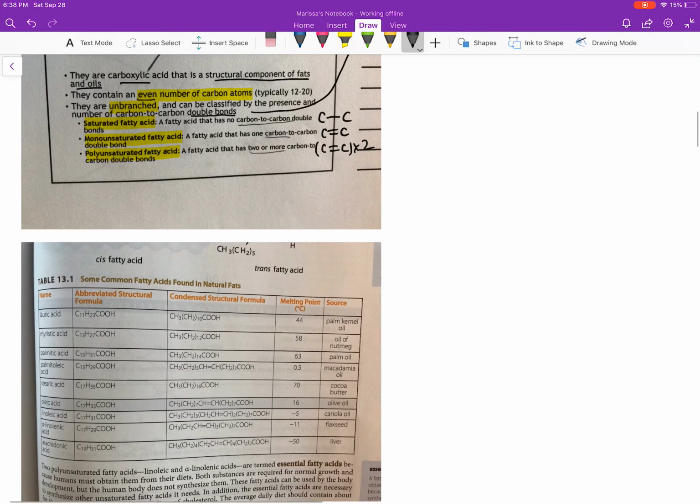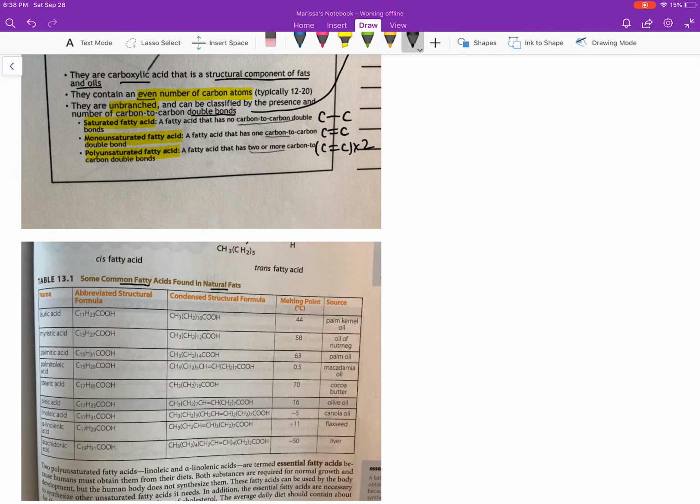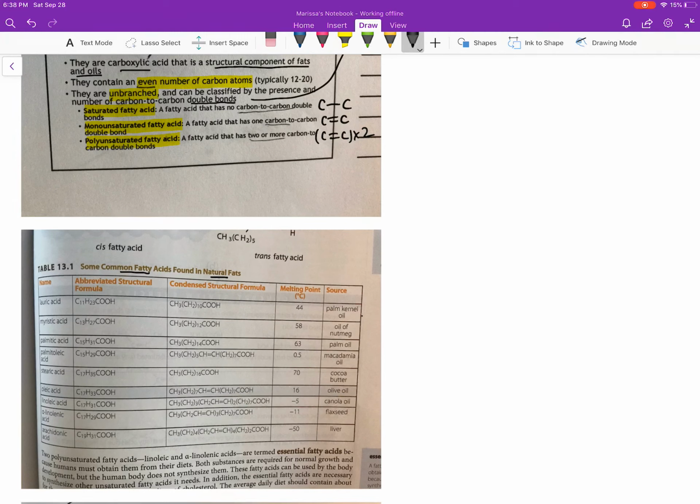So if we're looking at this chart right here, these are the common fatty acids found in natural fats. So things we can buy. You'll see palm kernel oil, macadamia oil, cocoa butter, olive oil, canola, flaxseed, probably liver oil. Maybe those sound familiar to you. So looking at the structures, I see one double bond here. So that would be a monounsaturated fat. And then if I look here, in the one below the gray box, canola oil, there is a 2 outside this parentheses, which means I have 2 double bonds. Just like before, it's going to distribute in. So this would be an example of a polyunsaturated fat.